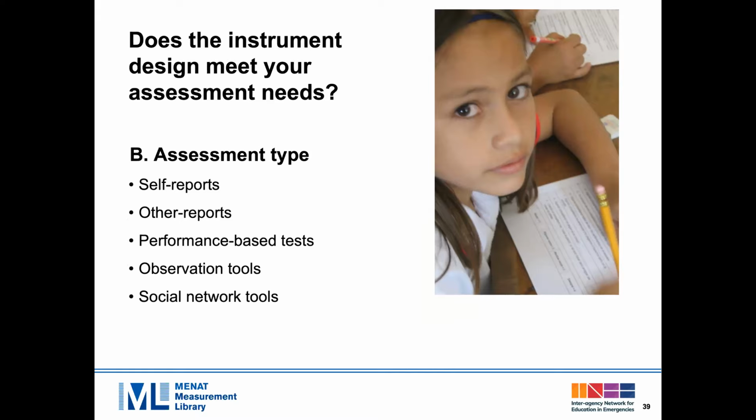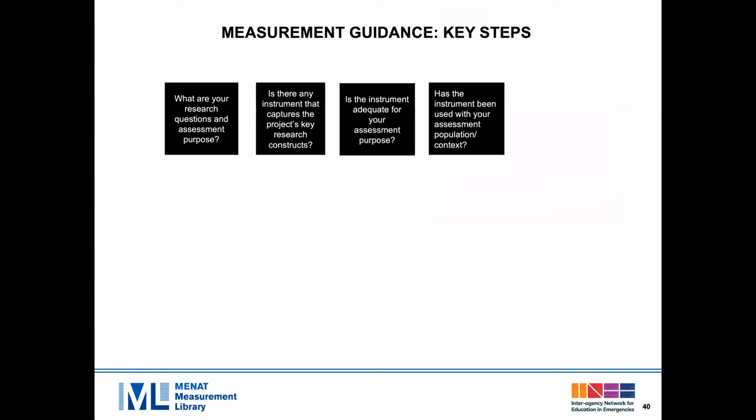Then it also provides some information to help users identify what assessment type can better meet their needs. So for example, self-reports, other reports, performance-based tests, observation tools, or social network tools, and it describes each one of these and how they may or may not meet the needs of different research objectives.